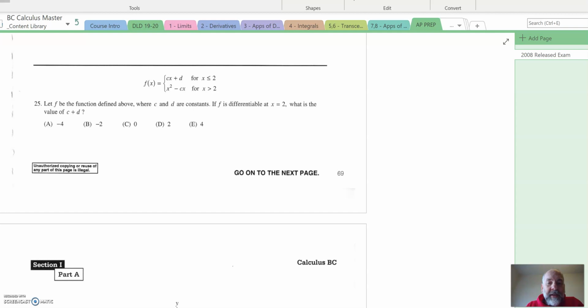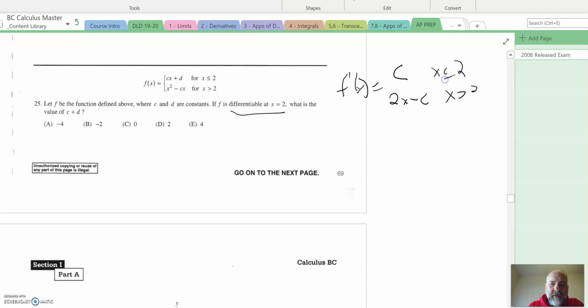It's piecewise. It needs to be differentiable. So if it needs to be differentiable, we have to make sure it's differentiable and continuous at x equals 2. So that means that if I plug 2 in, it would work. But let's do f prime first. I think that might be easier. So f prime of x is going to be just plain old c for x less than or equal to 2, for x less than 2, and it's going to be 2x minus c for x greater than 2. Actually, that was equal to.